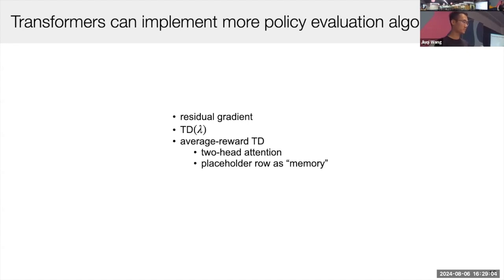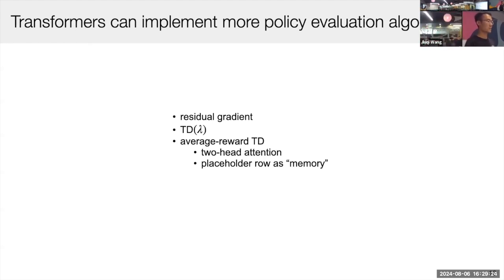We also proved that we can do TD lambda with some alteration to the mask matrix. So what I have shown you is the TD(0) construction, but we also have a construction for TD lambda.